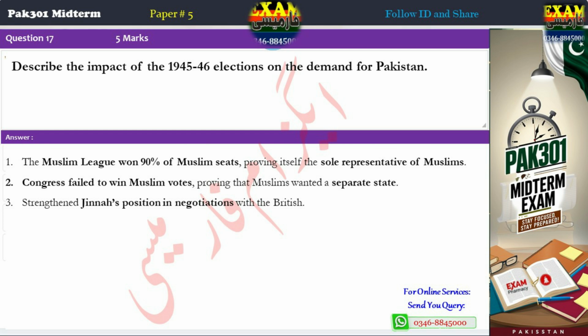Answer: The Muslim League won 90% of Muslim seats, proving itself the sole representative of Muslims. Congress failed to win Muslim votes, proving that Muslims wanted a separate state. Strengthened Jinnah's position in negotiations with the British. These elections confirmed that Pakistan was the will of Indian Muslims.